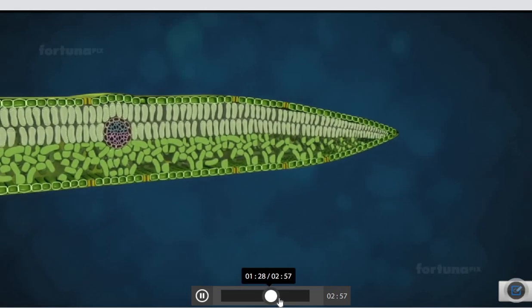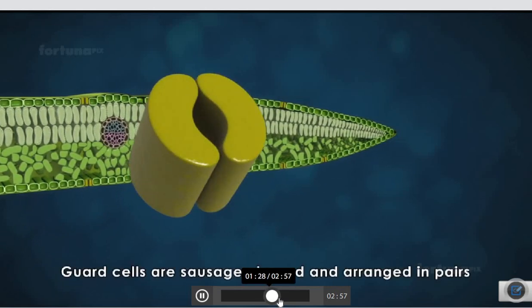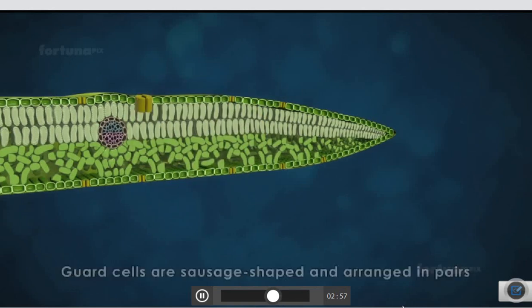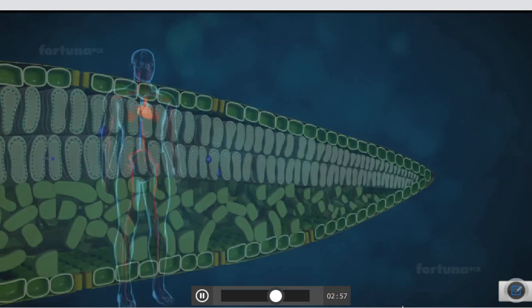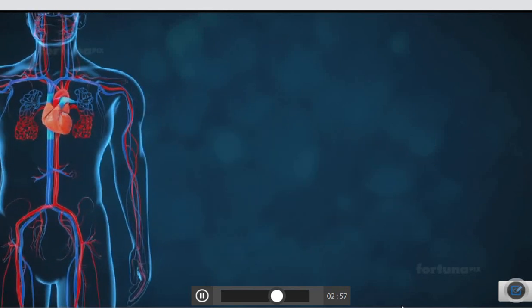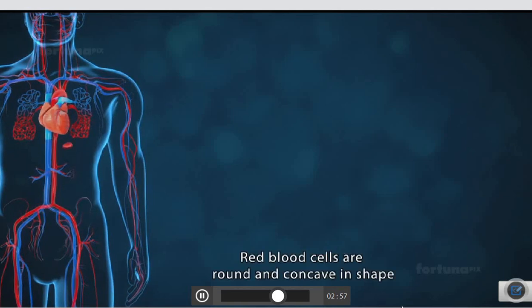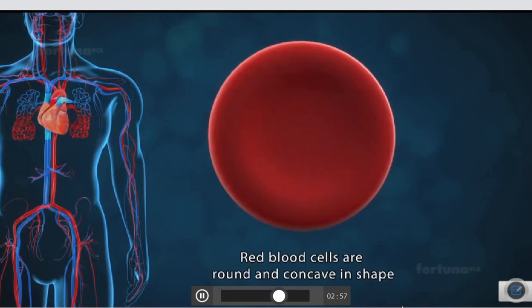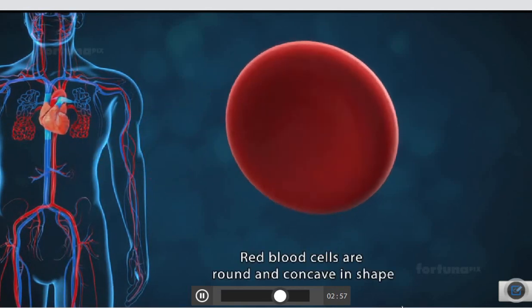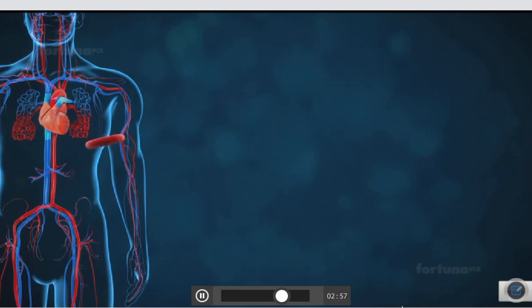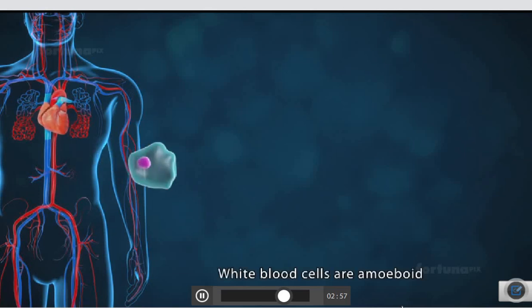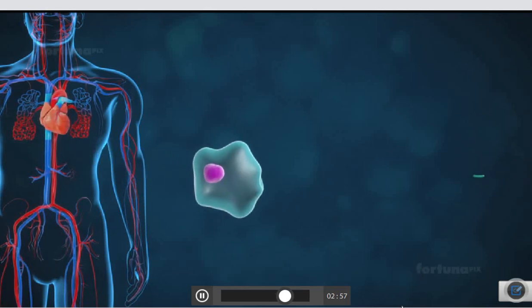In leaves, guard cells are sausage-shaped and arranged in pairs. They help in controlling the passage of gases and water. In humans, red blood cells are round and concave in shape, having no nucleus but with an increased surface area. White blood cells are amoeboid without a particular shape.